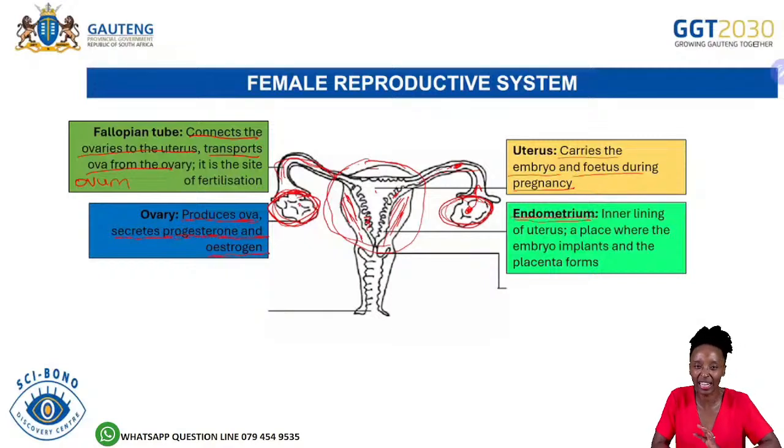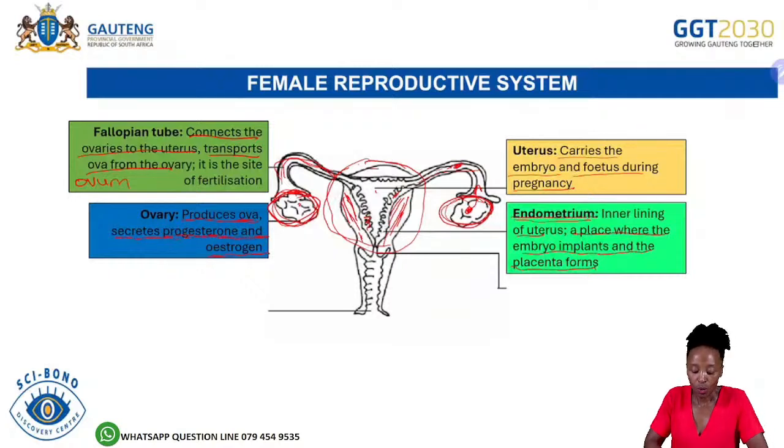We say the endometrium is glandular because it is richly supplied with blood capillaries. There are lots of blood capillaries going through the endometrium. Why? This is the inner lining of the uterus. It is the place where the embryo implants and the placenta forms. You will learn more about why it is glandular, what causes it to be glandular. So do pay attention so that you can ask questions later. So this is the endometrium.